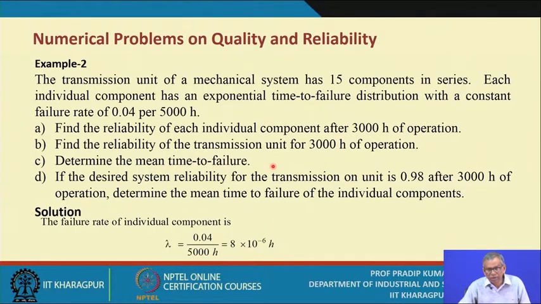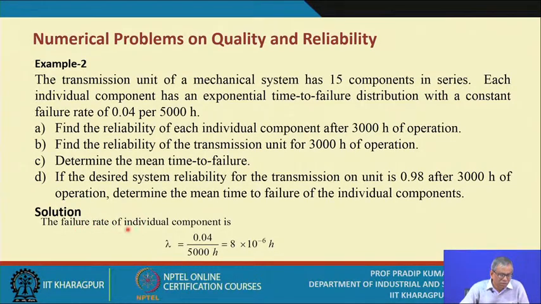Determine the mean time to failure, MTTF. We have already discussed how you compute or get the expressions for MTTF under different distributional assumptions for the time to failure. If the desired system reliability for the transmission unit is 0.98 after 3000 hours of operation, determine the mean time to failure of the individual components. That means these are the 4 questions we have set.